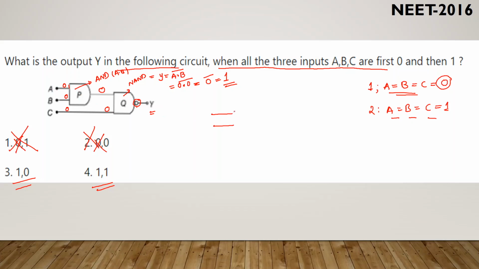Let me draw the diagram once again. This is an AND gate and this is attached to a NAND gate. So this is input A, input B, input C. Now I am substituting A, B, C is equals to 1. Here it is 1, here it is 1, here it is 1. This is which gate? AND gate. What is the output of AND gate? Y is equals to A dot B. So 1 into 1 will be 1 here.